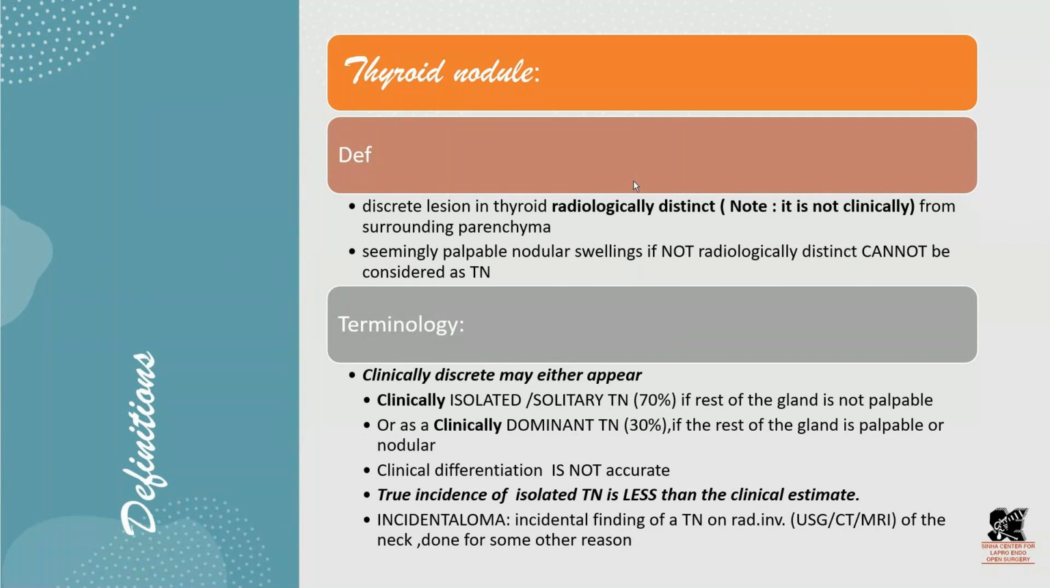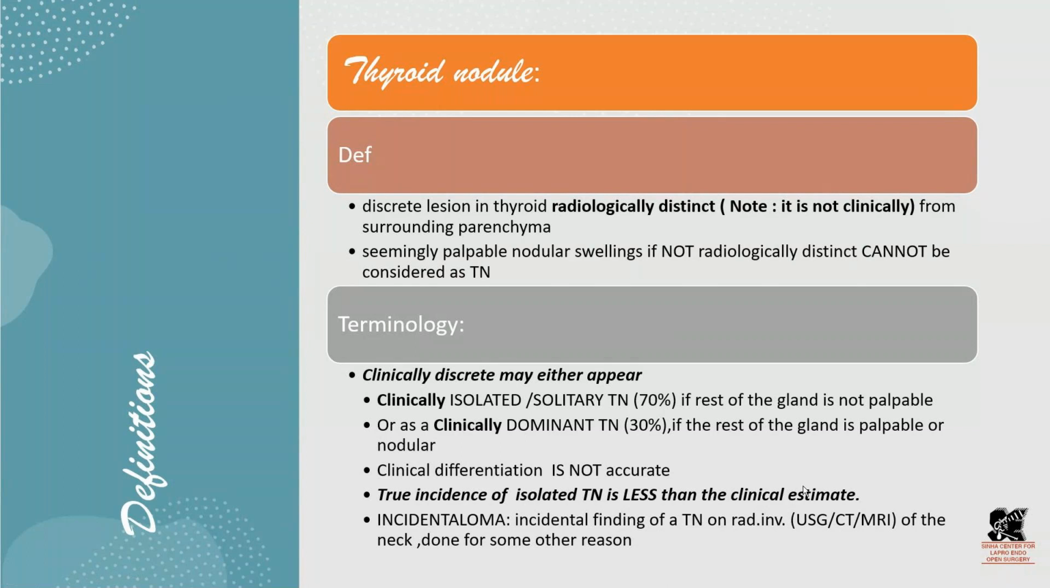So then what is the terminology that we have been listening to until now? The clinically discrete nodule may appear in two ways. Here, remember the word clinically is important. Clinically isolated or solitary, as seen in 70% of cases, where the rest of the gland is not palpable clinically, or as a clinically dominant thyroid nodule, seen in 30%, where the rest of the gland is palpable or nodular. Now, clinical differentiation is not accurate, and that is why the true incidence of an isolated thyroid nodule is less than the clinical estimate.